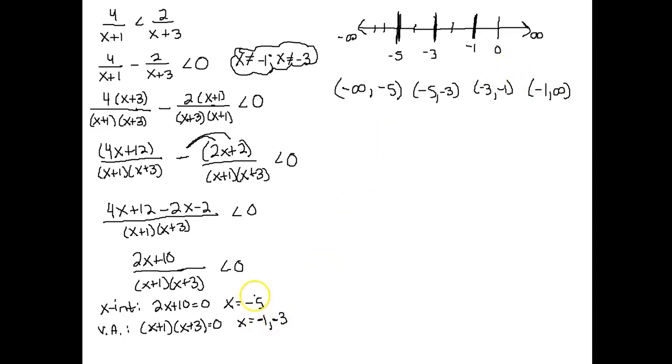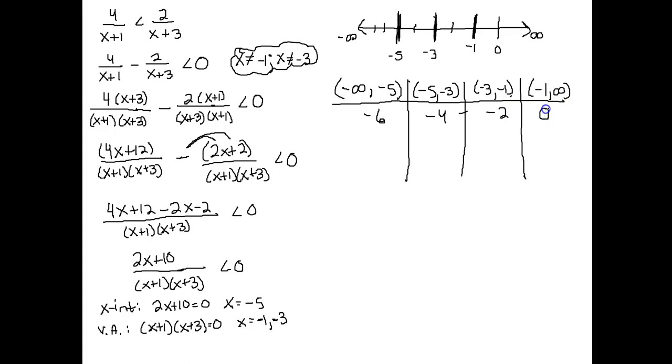Because you have these three values here: negative 5 makes the top 0, and negative 3 and negative 1 make the bottom 0. What we're going to do is take each interval and pick a test point, plug it in, and see what happens. So I'm going to pick maybe negative 6 out of this interval, negative 4, negative 2, and 0.